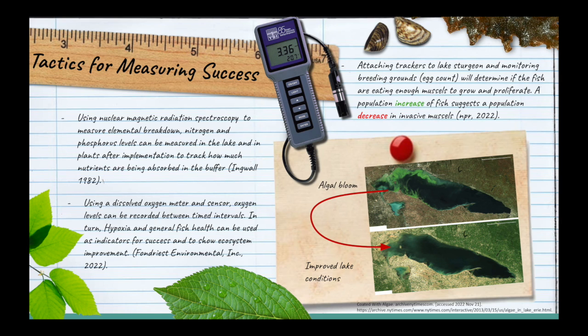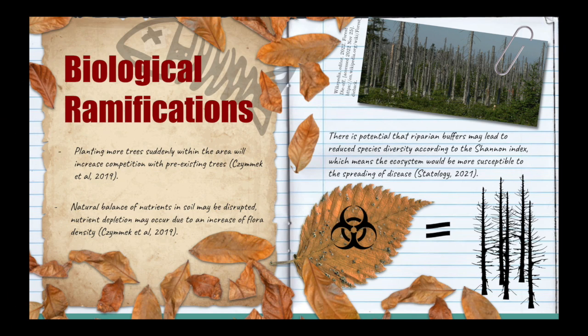The metrics of fish health and hypoxia could be measured through both tagging, through the mark-recapture method, and through fish biopsies or autopsies. Of course, visual inspection of the lake could be used to make observations of any improvements or deteriorations of lake health. This process of introducing a buffer system will no doubt be beneficial to the environment as a whole. Despite this, some ramifications may occur.